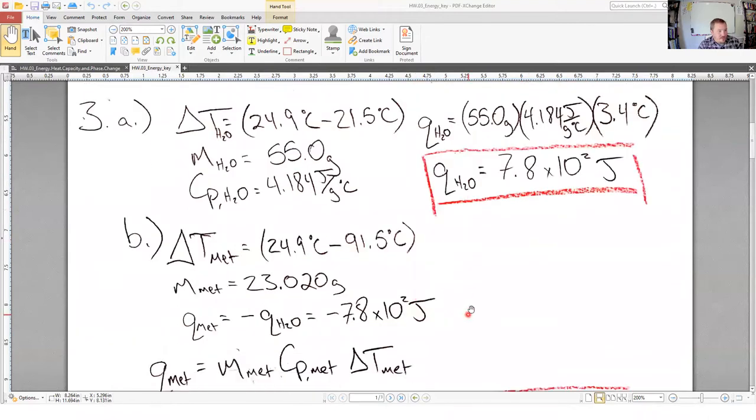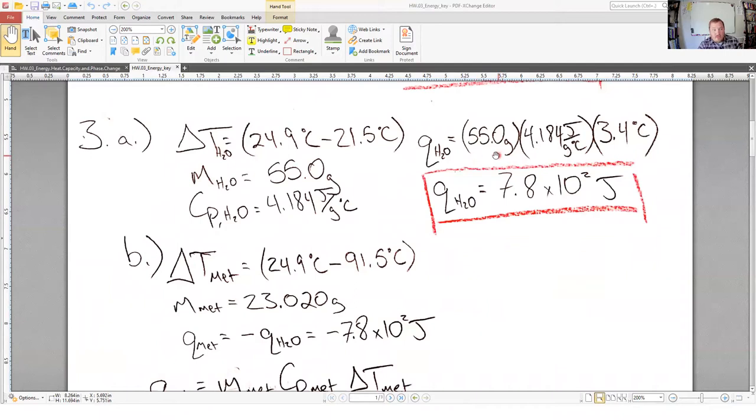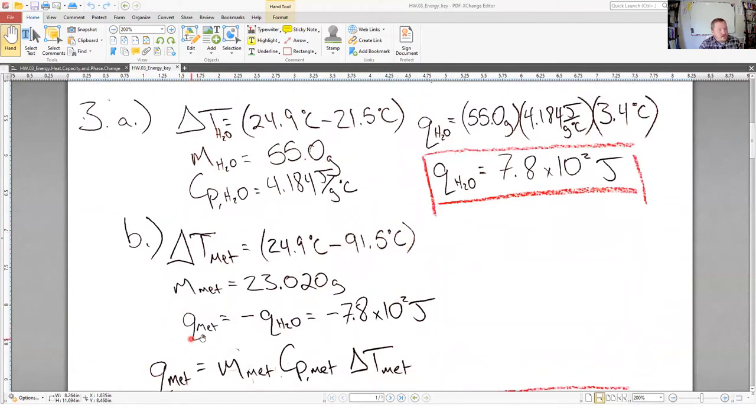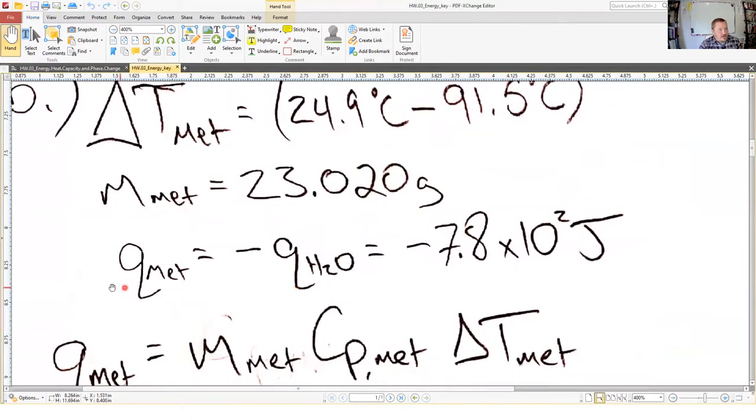And so for 3A and 3B, if you know you're dealing with water and you know the mass of water and the delta T of water, then we just plug it into our Q equation. And then for B, this was the key step here, right? Q for the metal is equal to negative Q for water. What I mean by that is that the energy that went into the water is the same number, but with the opposite sign as the metal, because if it went into the water, it came out of the metal. Whatever the water gained, the metal lost. And that's why there's that negative sign and why you wound up with a Q that was negative.